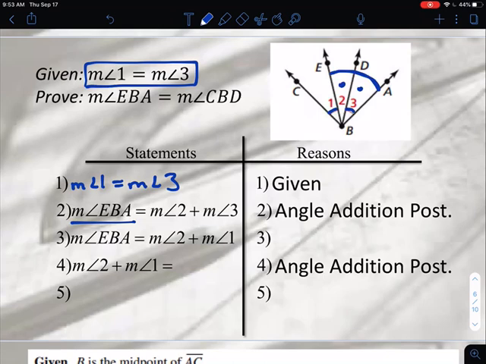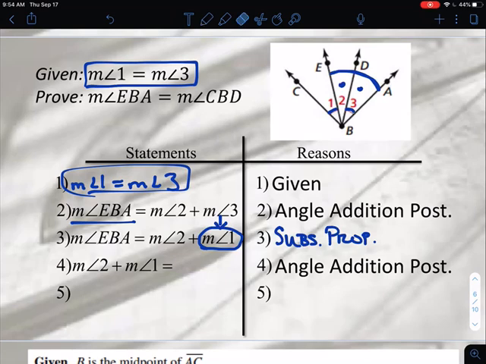Now, if we look at the next step, as we follow this proof, we had this statement, EBA is 2 plus 3. Notice in the third step, we have the measure of angle EBA is equal to the measure of angle 2 plus the measure of angle 1. So we have to think, what happened here? Well, we had angle 3, and then we took angle 3 and replaced it with angle 1 because of this given information up here. Anytime I see angle 3, I can replace it with angle 1. And if I use one thing to replace another, that's my substitution property. So I replaced angle 3 with angle 1.